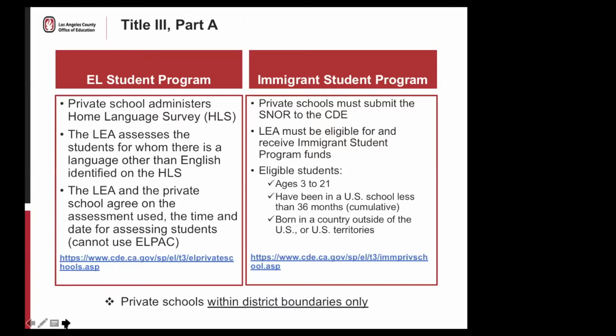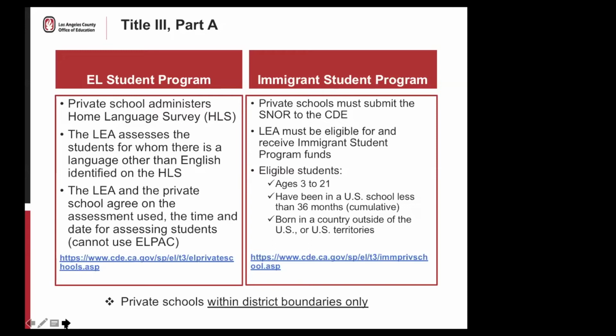So now we have Title III, Part A. So Title III, Part A has two parts: the Title III English Learner Program and the Title III Immigrant Program. So for the English Learner Program, the private school would administer the home language survey to students being considered for participation. And it should be the same version as the home language survey used by the school district.